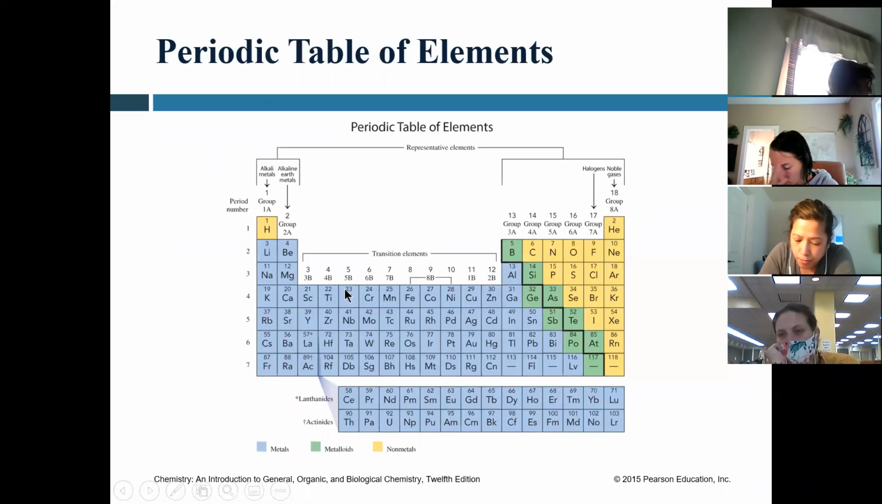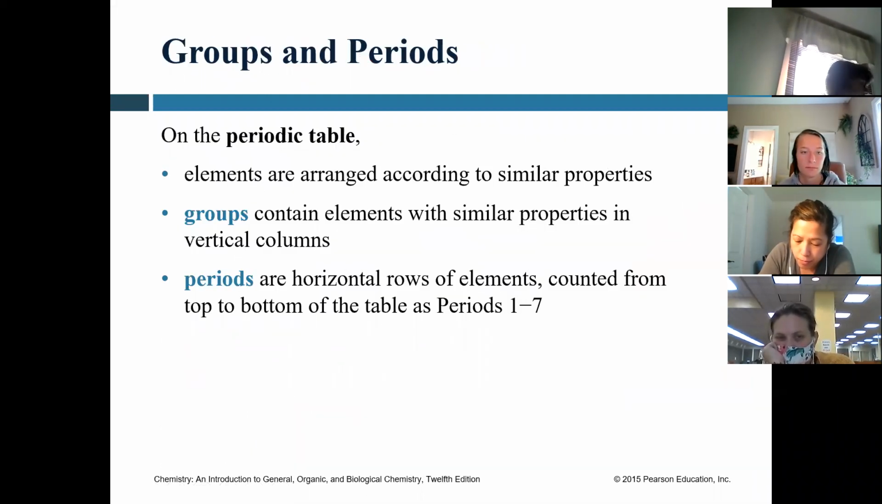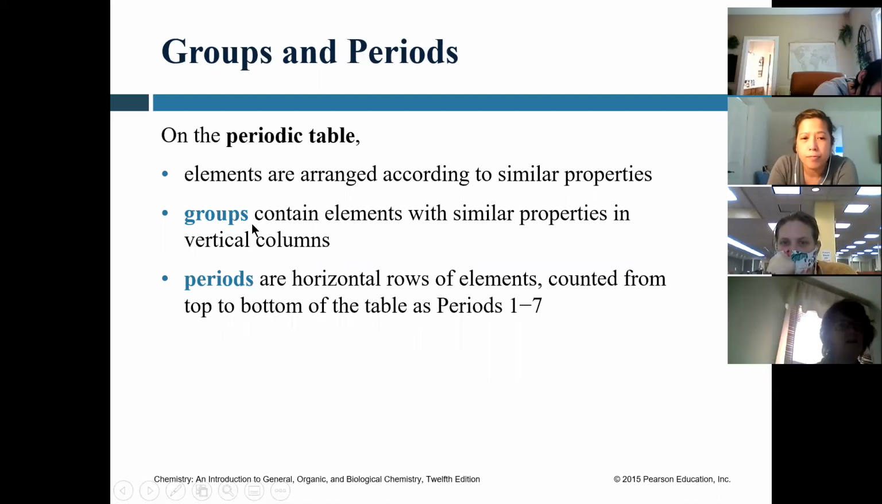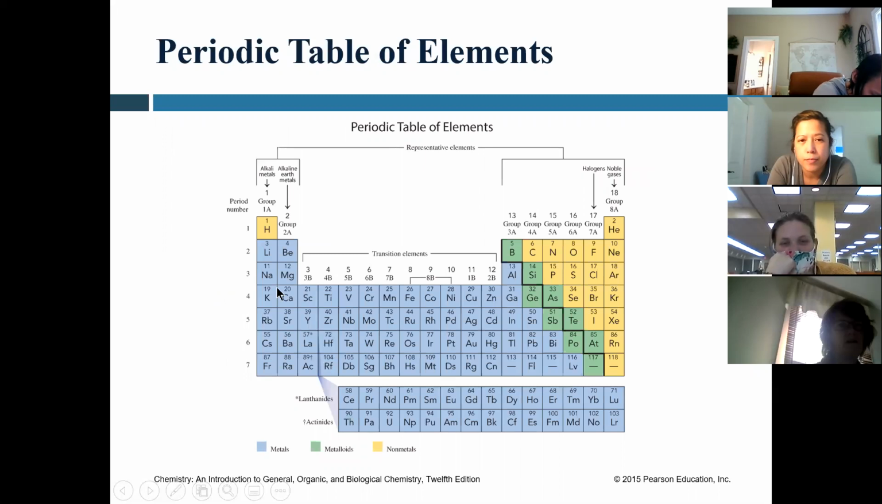So let's talk about groups and periods. So groups are the things that go up and down. Think of the groups as your vertical columns. Periods are the horizontal rows. So elements are arranged according to similar properties. Looking here, we've got what are known as the main group elements. And then we've got the transition elements. This calls it the representative elements. You can call them main group elements as well.